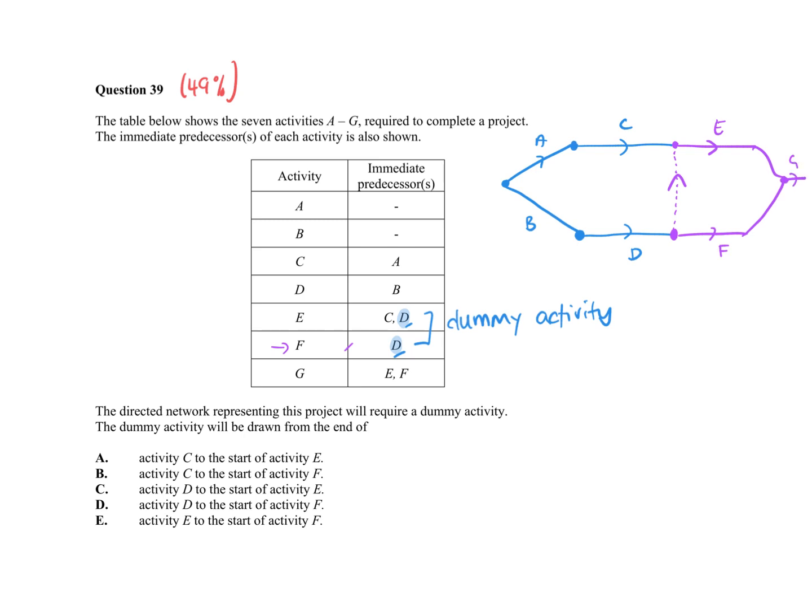So now I've got a visual. Where does the dummy activity go? It will be drawn from the end of D to the start of E, because you can see the arrow going.